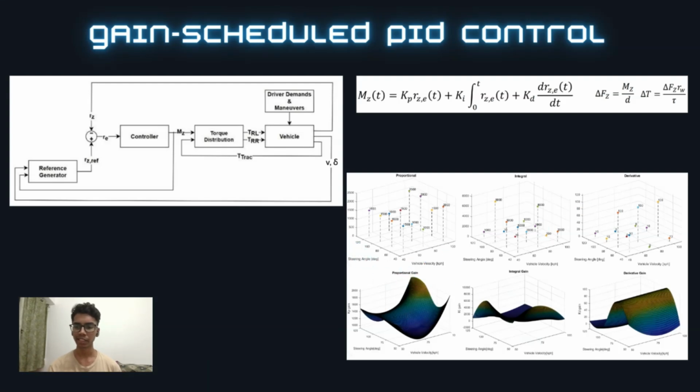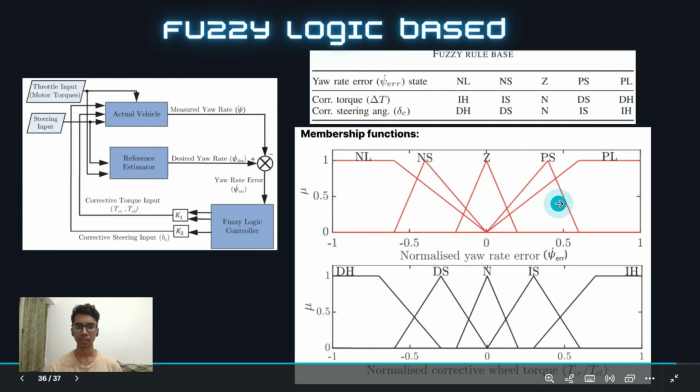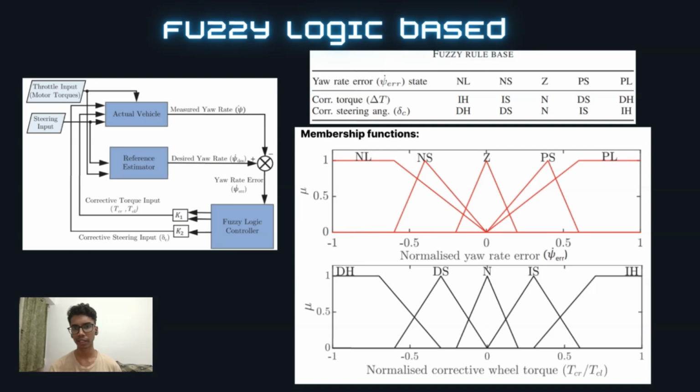Now, this method is reactive to the yaw rate error and does not anticipate the future states. It is cheap, lightweight, and fast to implement, but limited. Now, fuzzy logic based controllers are better at handling non-linearities compared to PID. It uses a rule-based system instead of a mathematical model.